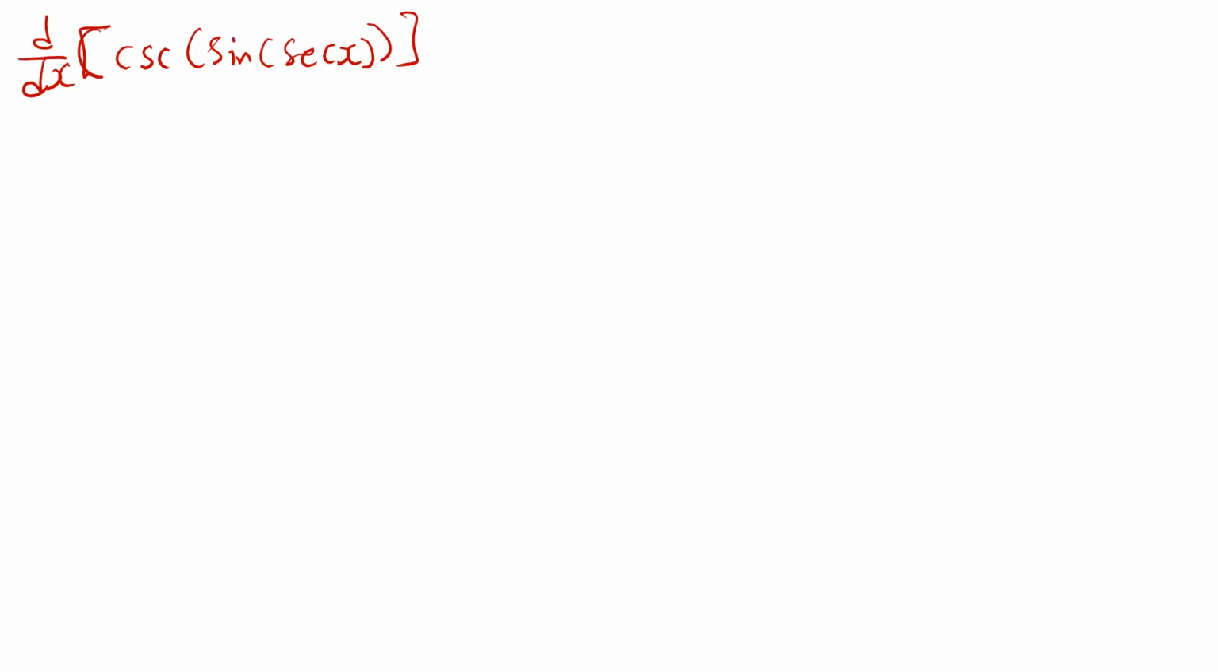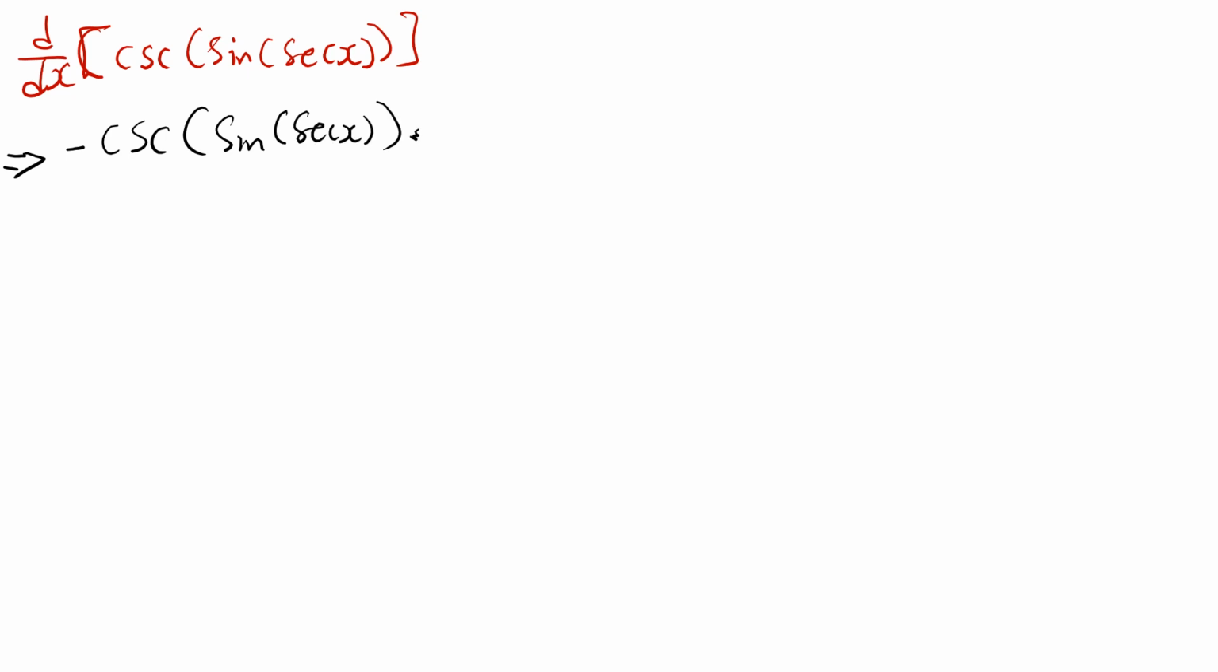Now we need to find the derivative of cosec of sine sec x. Here we are going to apply the chain rule. We start by differentiating what we have outside. What we have outside is cosec. The derivative of cosec is going to give us negative cosec, our angle, which is sine sec x.